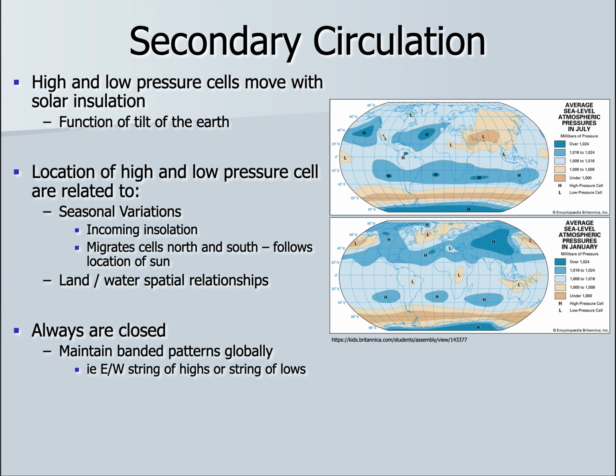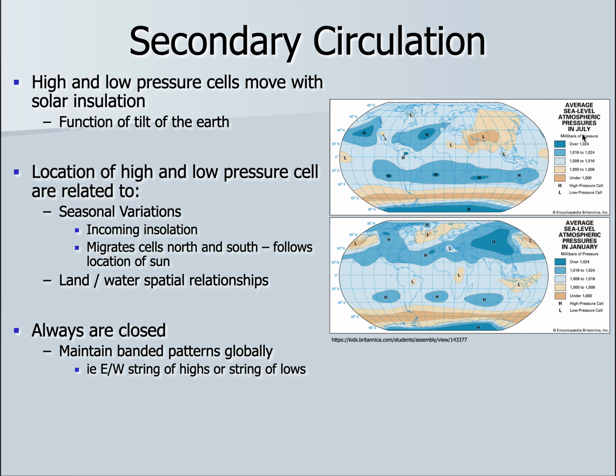For the next few slides, so much of this is redundant. It just happens to be the order that the textbook provides it in. But again, redundancy is good because it gives us the opportunity to review. So what ends up happening is the location of these high and low pressure cells is related to seasonal variation in the changing amounts of sunlight at particular locations during the year. So we're going to migrate these cells north and south.